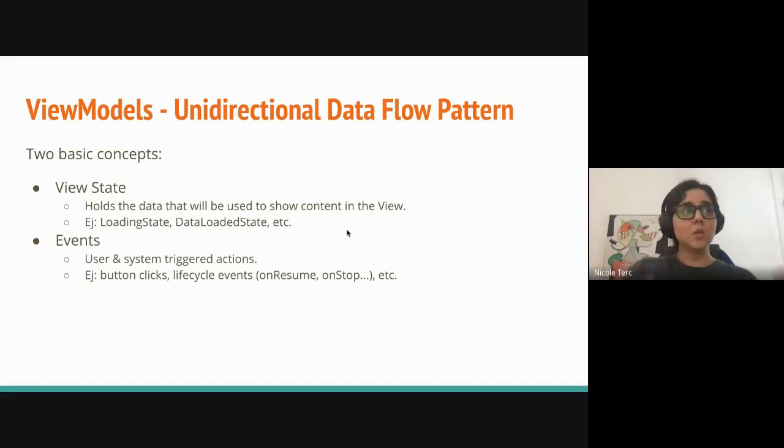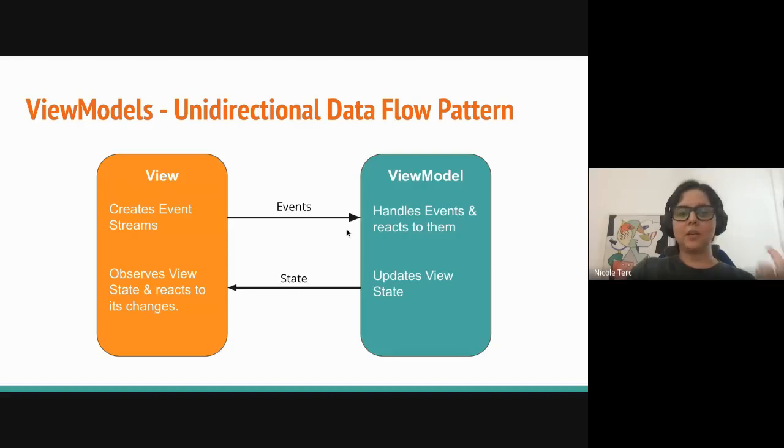Okay, those are the 2 basic concepts, but how do those 2 relate to each other and how does this pattern work? A really simple diagram is something like this. Basically, what is going to be happening here is that the view is going to be the one creating these events, because it's the one receiving them, like when the user clicks, as we're saying, or when the view is rotated or whatever. The view is going to be the one in charge of creating these events.